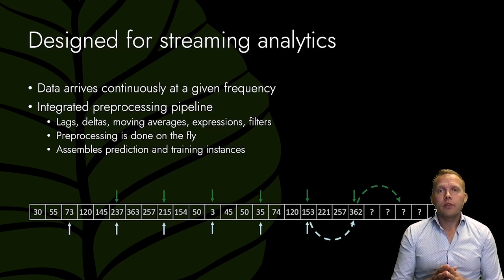And one thing that directly differs from a cloud approach is that data needs to be consumed in a streaming fashion. Due to memory constraints, it is not possible to first collect a large batch of data and then pre-process it. This means that all pre-processing steps, including normalization, calculation of lag, deltas, moving average, expressions and whatnot, must be done on the fly. And if you want to enable incremental learning, the library should also support assembling not just the prediction instance, but also the training instance.